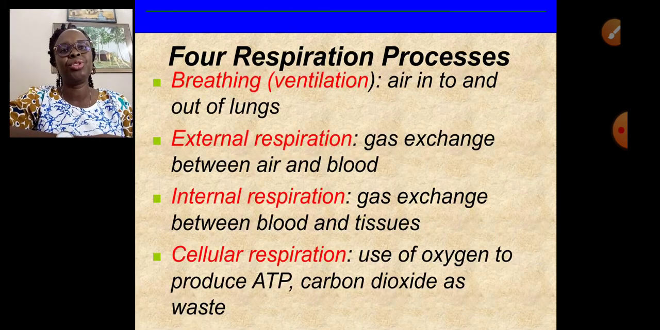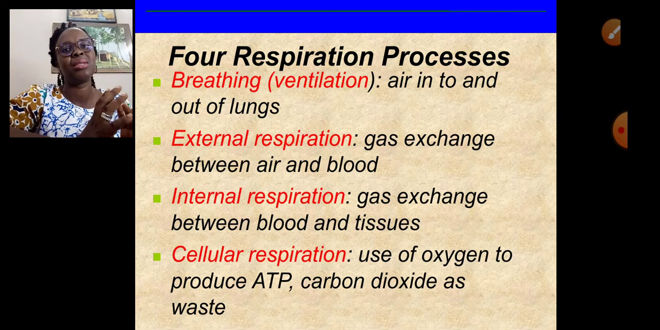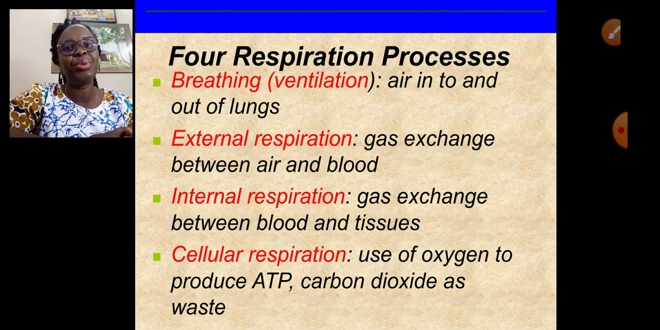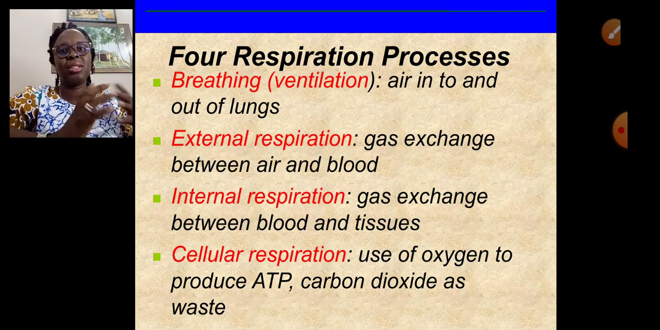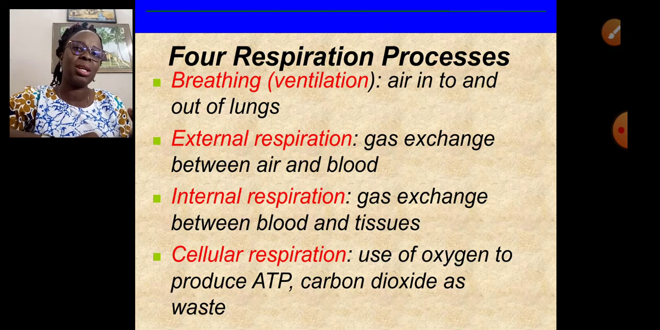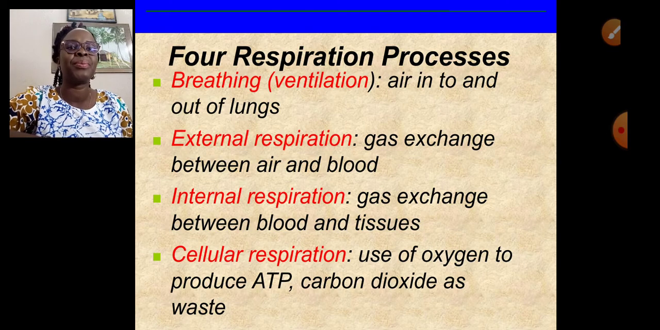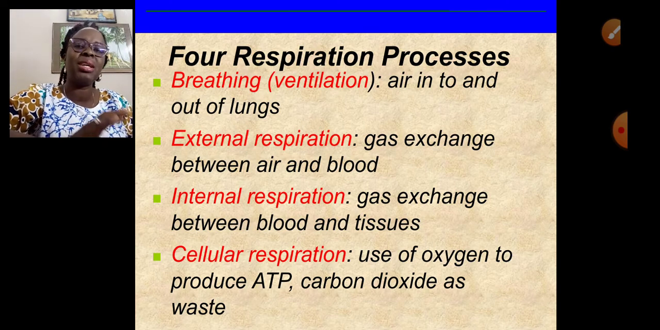Before we move on, you should know that we have four respiratory processes, so that we don't mix them up. We have breathing, which is taking in of air. In the case of animals, we take in oxygen and we breathe out carbon dioxide. Then we have external respiration, which is exchange of gas between the air and the blood.